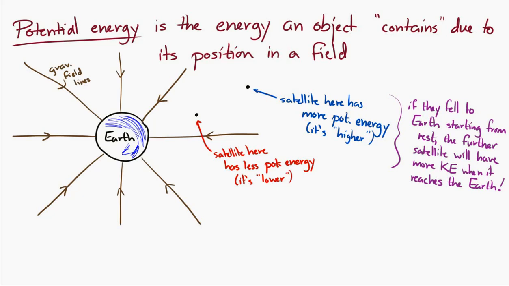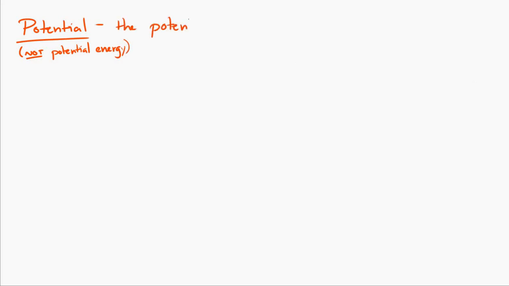Now, we're going to define something called the potential. Now, the potential is different than potential energy. That's odd. They didn't name this because it's easy. But the potential is the potential energy per charge or the potential energy per mass, depending on whether we're talking about electric or gravitational field things here.